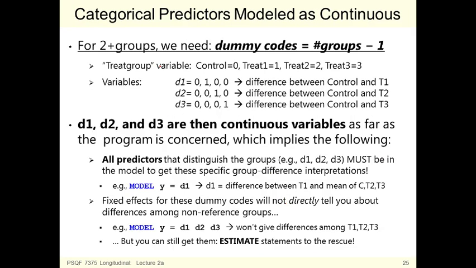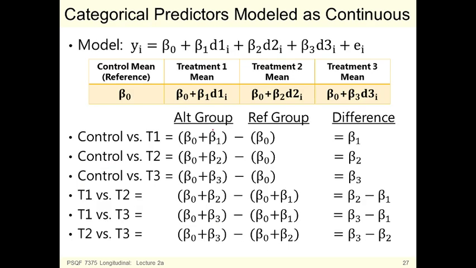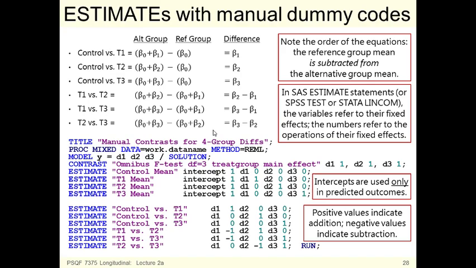I'm on slide 25 here. This treat group variable in the data set has control given a value of 0, treatment group 1 is 1, 2 is 2, and 3 is 3. So we have two choices in fitting the effect of group. We can either work with this treat group variable and tell the program that it's a grouping variable, in which case it creates the contrasts, figures out what the pairwise differences should be, and does it all for you.